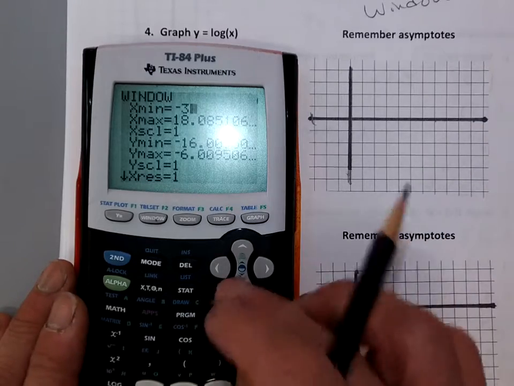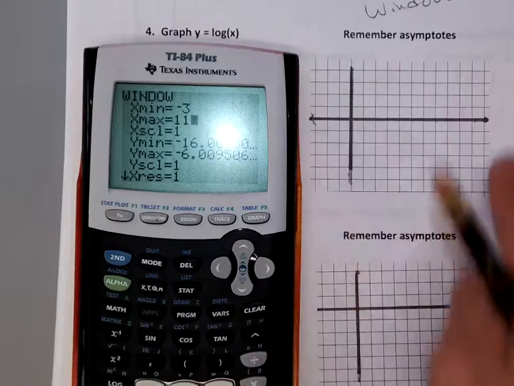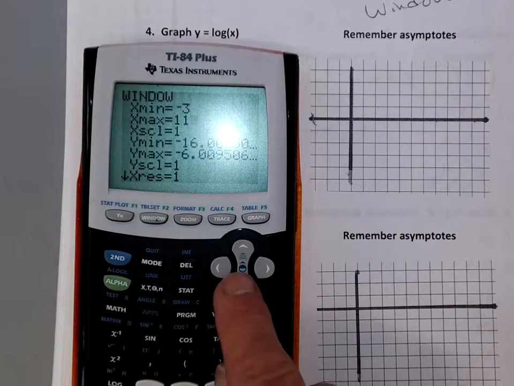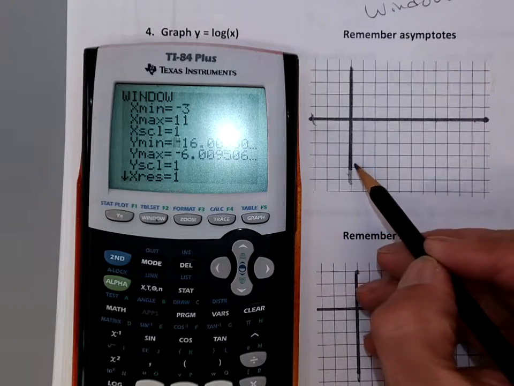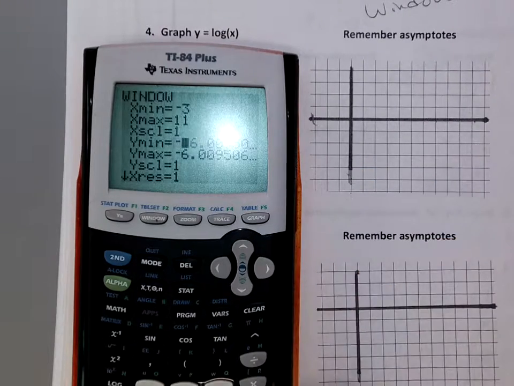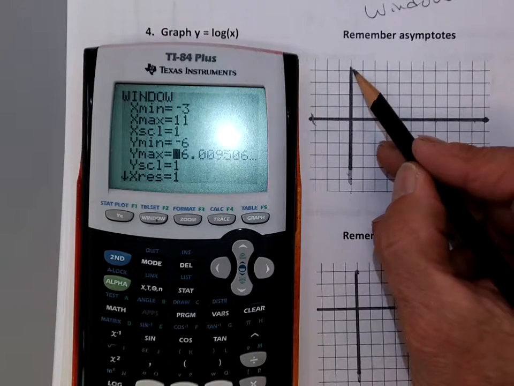I'm going to go to 11. So I'm going negative 3 to 11. I want my graph to fit this graph. Does that make sense? Scales by ones, okay? Negative, let's see, I got 1, 2, 3, 4, 5, 6. I'm going to go negative 6 to 4, okay?